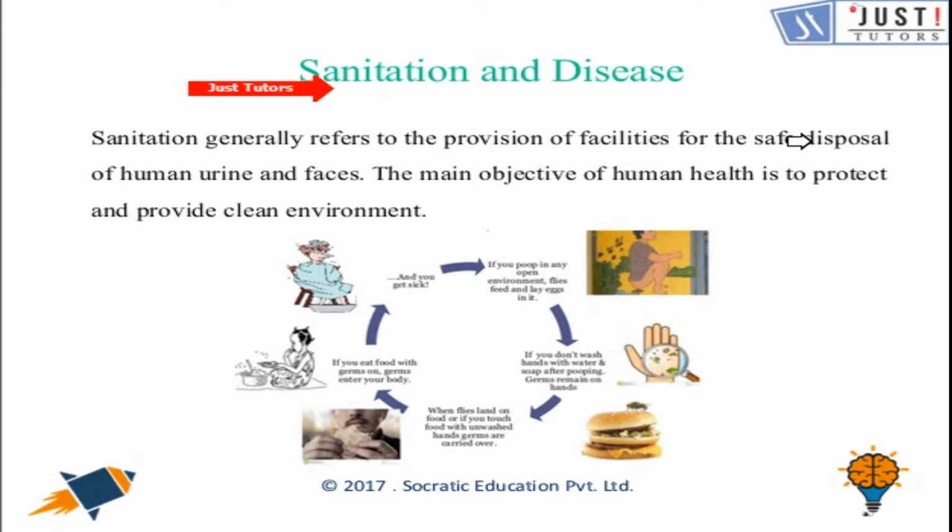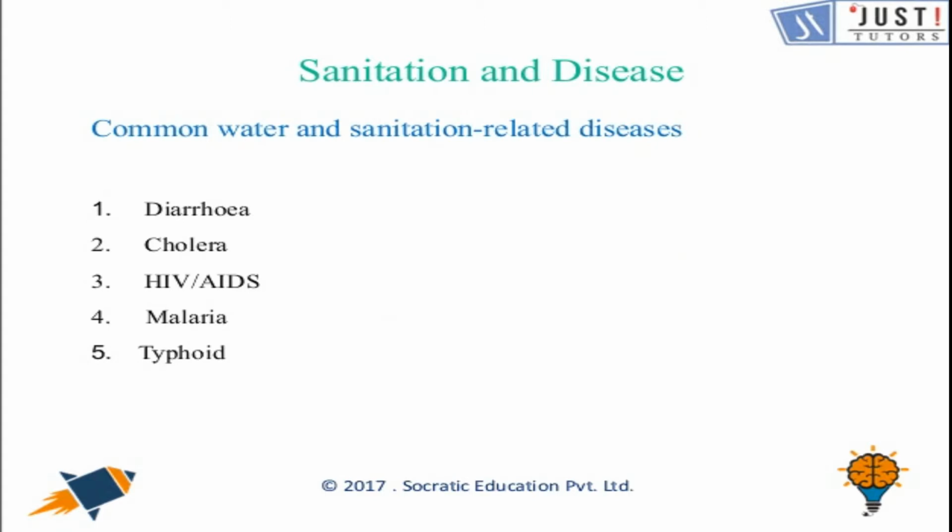Well, many people have the habit of defecating in the open. Uncovered human excreta attract flies and other insects. These insects carry the germs of many dangerous diseases like cholera, typhoid, jaundice. So the practice of open defecation must be stopped to protect yourself from different diseases. Let's move forward towards the next slide.